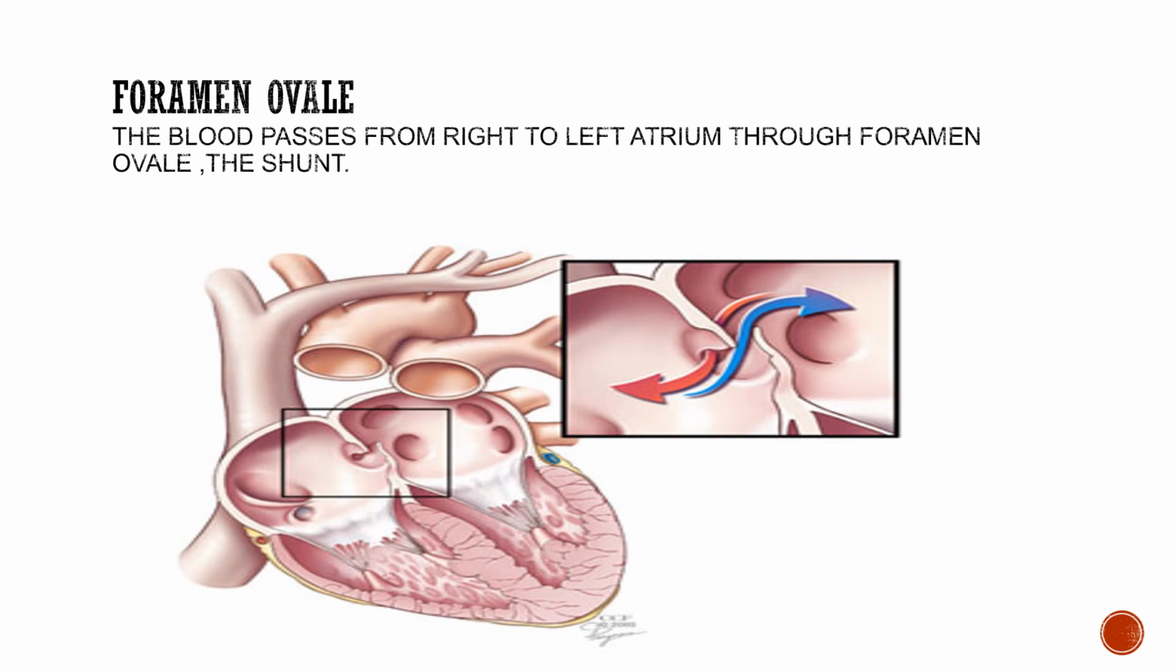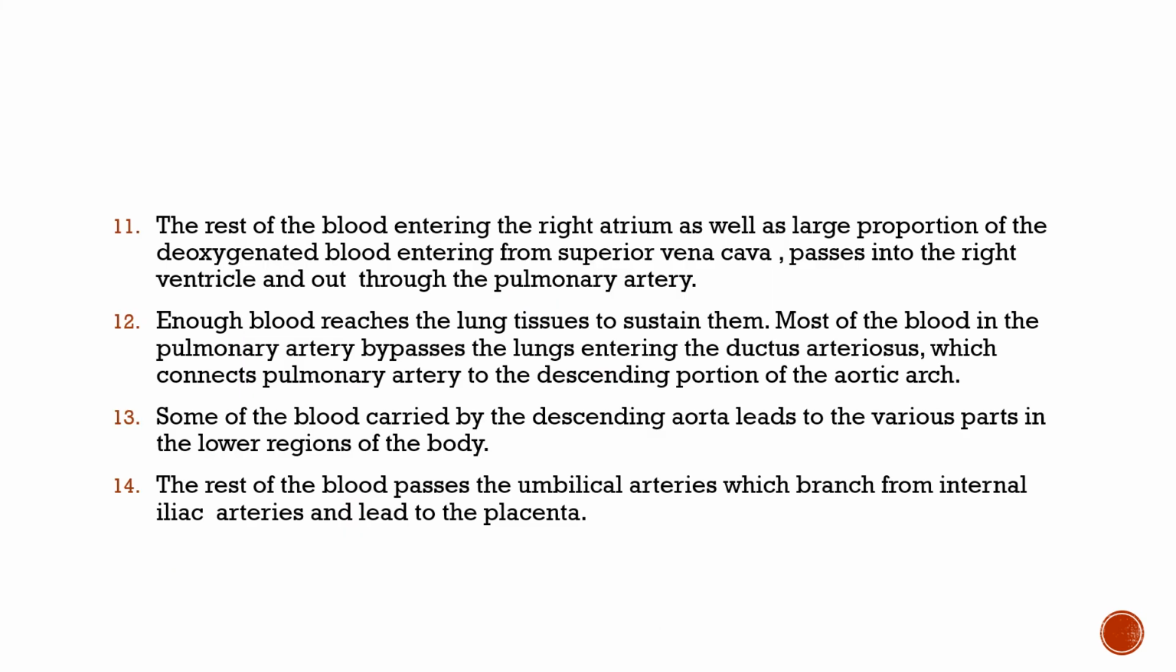This is the diagram of the foramen ovale. The blood passes from the right atrium to the left atrium through the opening called the foramen ovale. It is one type of shunt. The rest of the blood entering the right atrium, as well as the large proportion of the deoxygenated blood entering from the superior vena cava, passes into the right ventricle and out through the pulmonary artery. Enough blood reaches the lung tissues to sustain them.